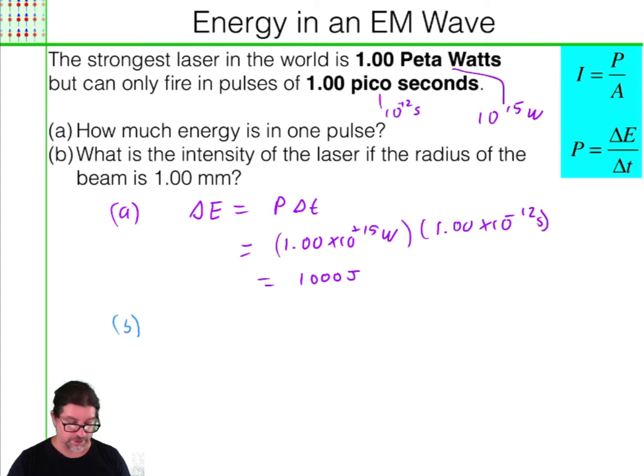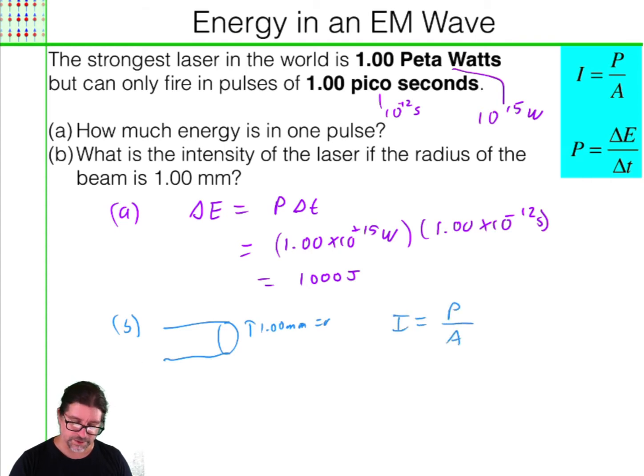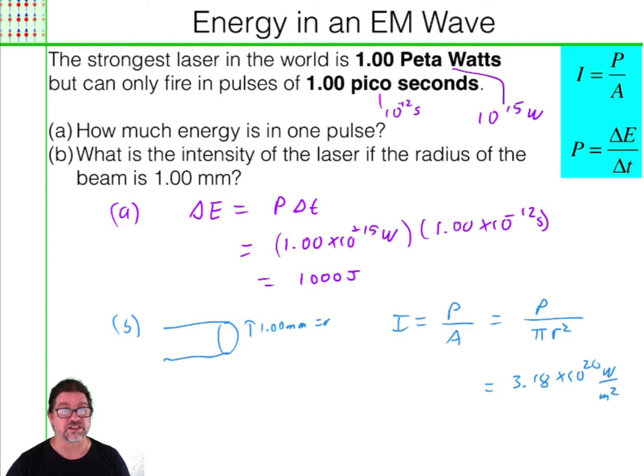If the laser had a radius of 1 millimeter, then we get the intensity is the power divided by the area, or the power which we have divided by the area, which is pi r squared. And when we plug in all those values, we get about 3.18 times 10 to the 20 watts per square meter. That's a lot of energy, but it's a very short pulse.